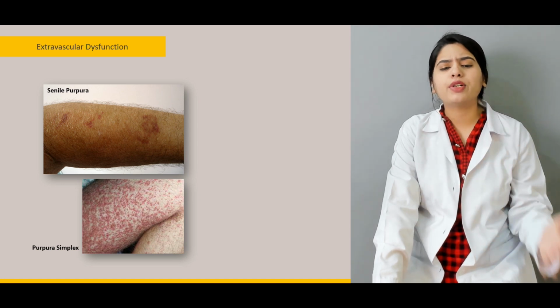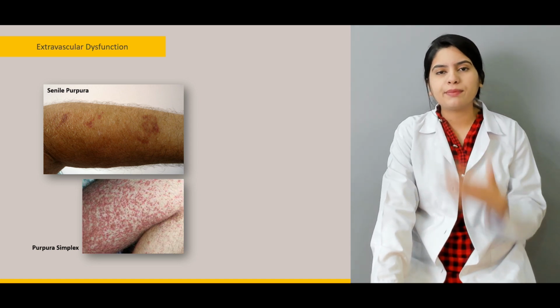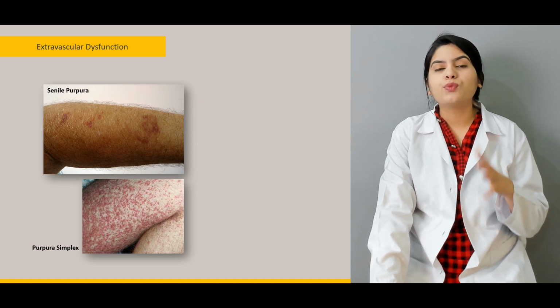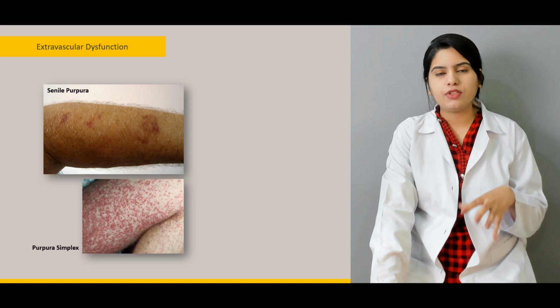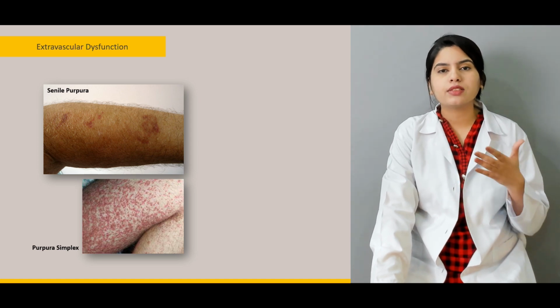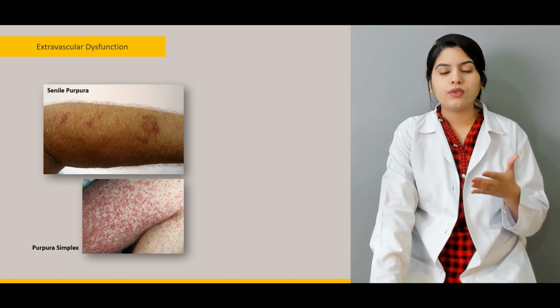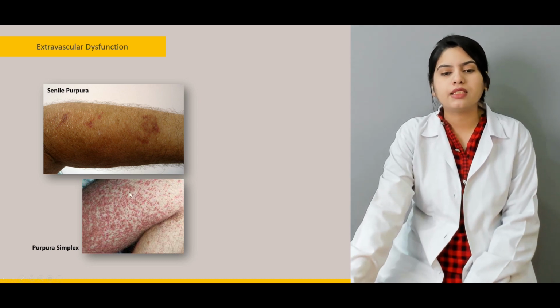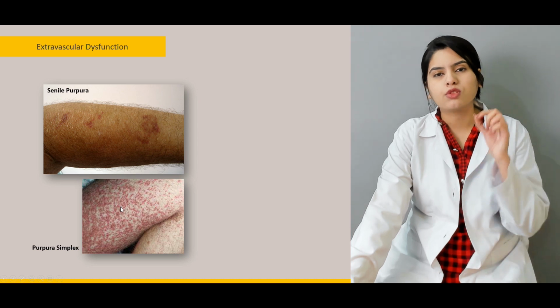Then there is purpura simplex. It is just similar to senile purpura, but the difference is that it is more common in females. Females are more prone to purpura simplex. Now, this is also a bleeding disorder, and it appears like red patches or red dots on the skin.